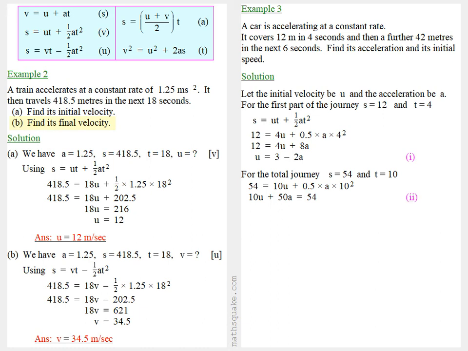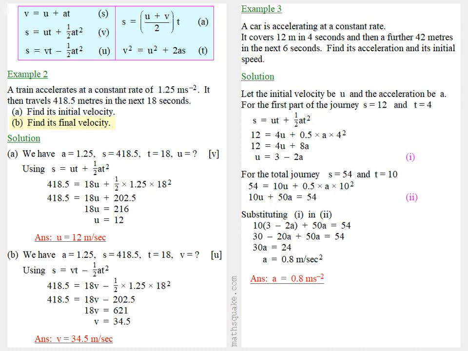Now if we call that equation 2, if we substitute 1 into 2, we get 10 times (3 minus 2a) plus 50a is equal to 54. In other words, 30 minus 20a plus 50a is 54, and that simplifies to 30a is 24, or a is 0.8 meters per second squared. So our answer for the acceleration is 0.8 meters per second squared.